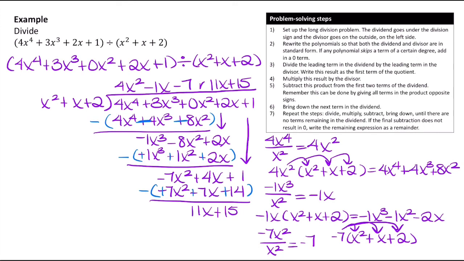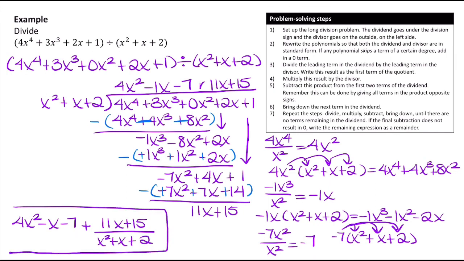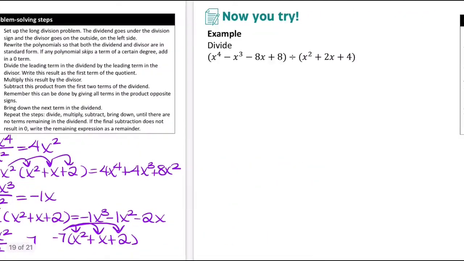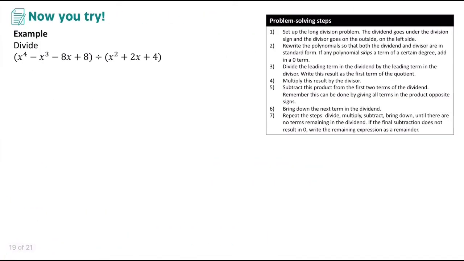So remember, we can also write this out as 4x squared minus x minus 7. And then write plus 11x plus 15 over the divisor, x squared plus x plus 2. Okay, so that is going to be our answer. So now you can go ahead and pause the video and try doing this example on your own.